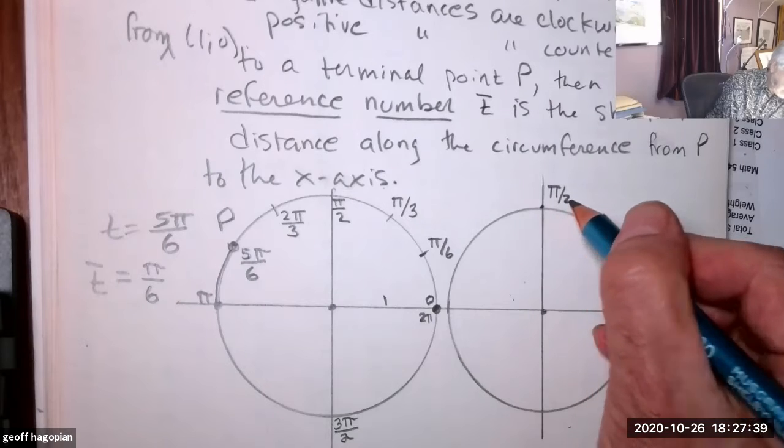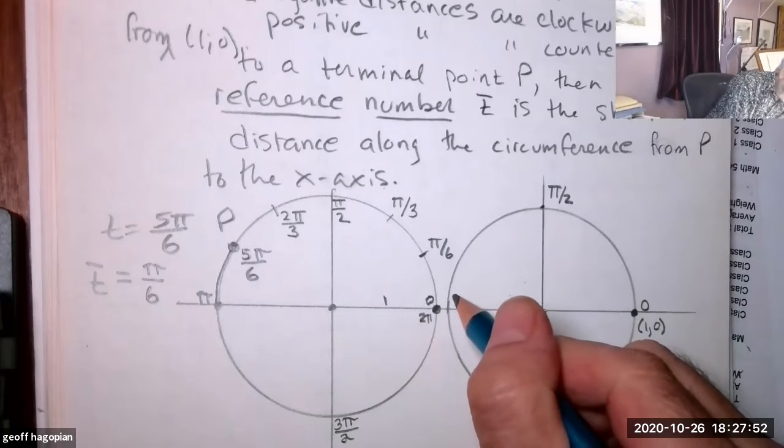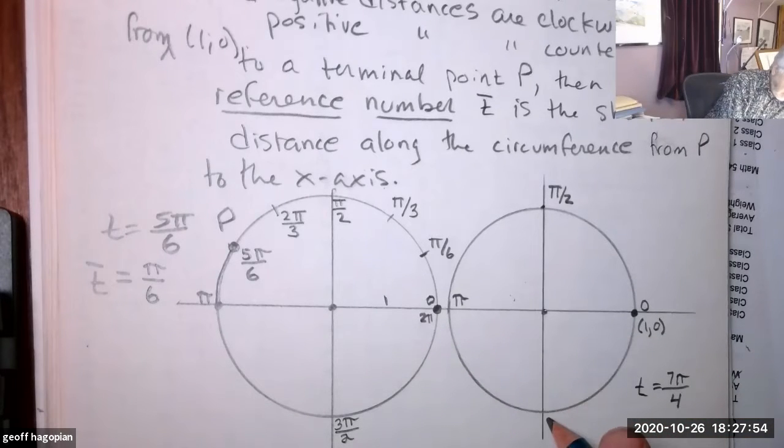So what's the reference number for pi over 2? Well, it's equidistant from the left to the right. So either way, your distance is pi over 2 from the x-axis, right? If you're at pi, the reference number is 0, right? And at 3 pi over 2, the reference number is again pi over 2.